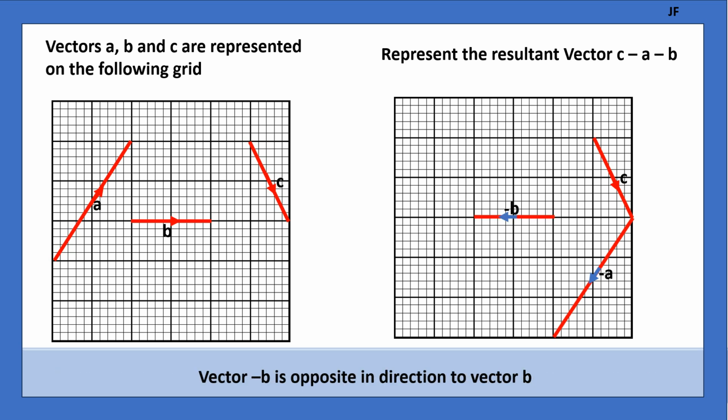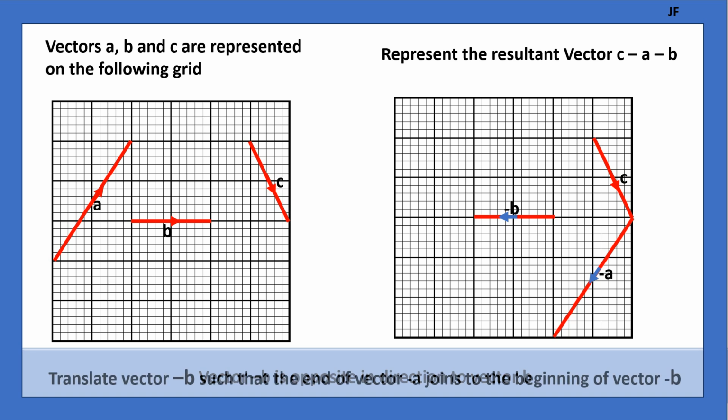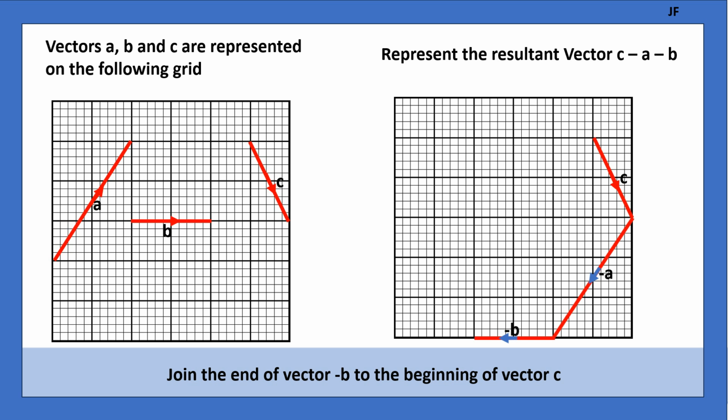Vector negative B is opposite in direction to vector B. Translate vector negative B such that the end of negative A joins to the beginning of vector negative B. Join the end of vector negative B to the beginning of vector C, and you have the resultant vector C minus A minus B.